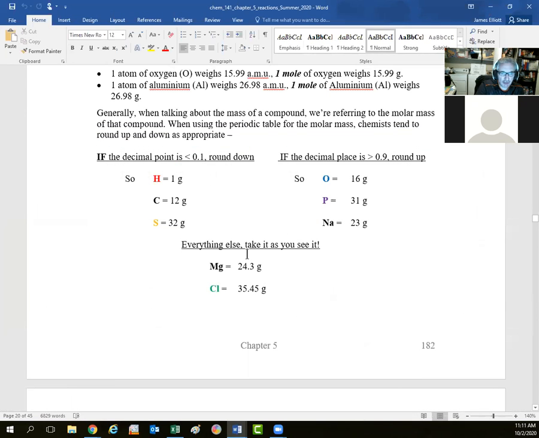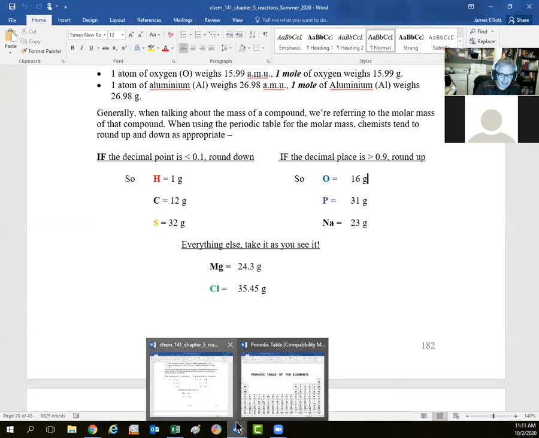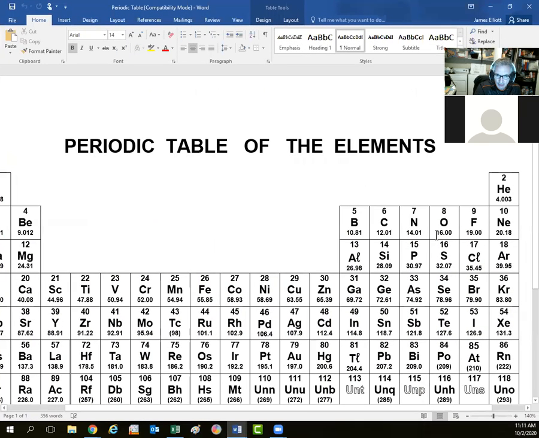In a similar fashion, if the mass is almost all the way up to the next whole number, so 0.9 or greater, then we normally round up. Oxygen, 15.9998 grams, so we just round up to 16. Phosphorus, 30.9 something, let's check. Phosphorus, 30.97, so we just round up to 31 normally.